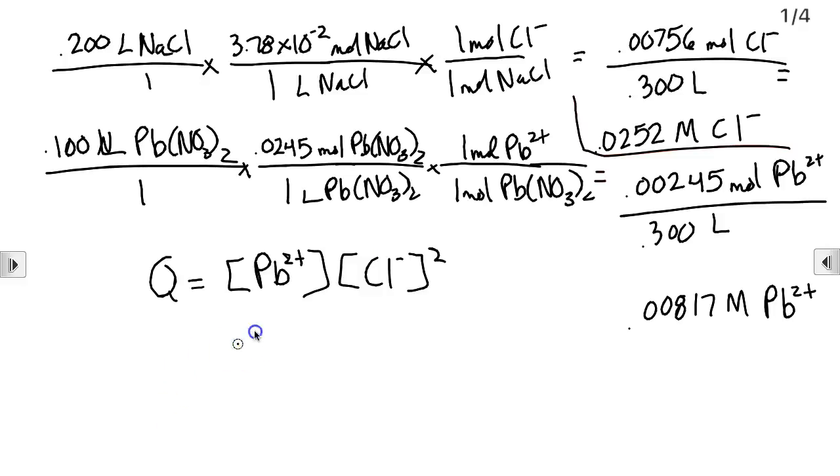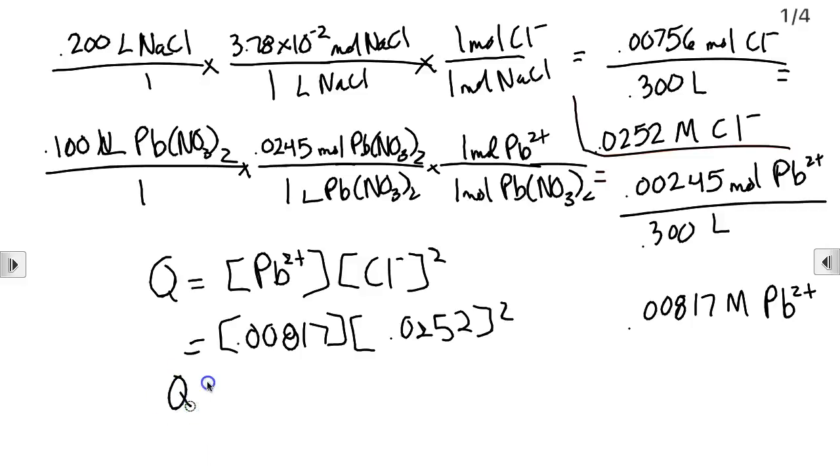So now we're going to fill these in. The lead is 0.00817, and the chloride is 0.0252 squared. And that will equal Q. My board is crazy, but I'm happy it's working. So Q is equal to 5.18. My sig figs, I guess I can have 3. So 5.19 times 10 to the -6.